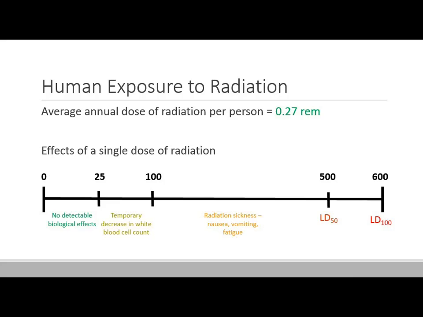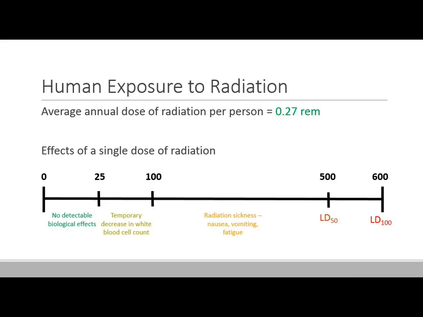So it turns out that the average person in the U.S. is exposed to about 0.27 rems of radiation per year. So not a whole lot. Now, again, I mentioned earlier that there is no really safe level per se, right? But the probability of anything happening from that low of a dose is very, very highly improbable.